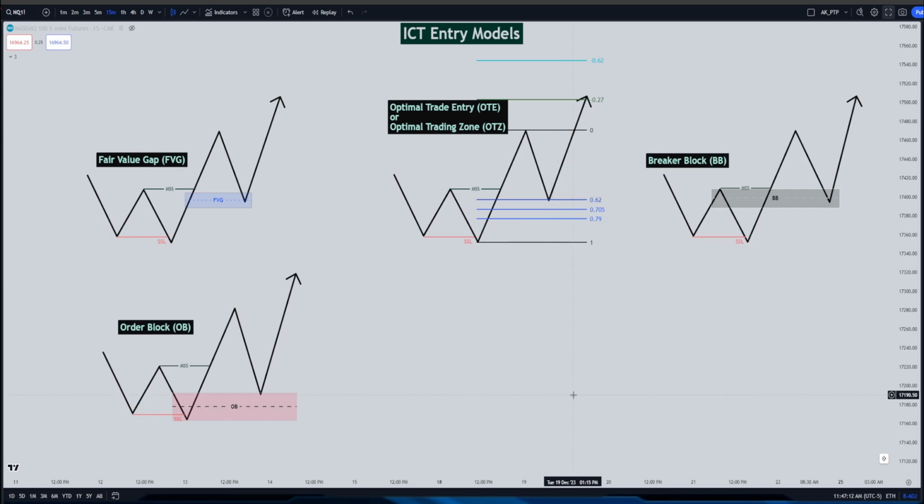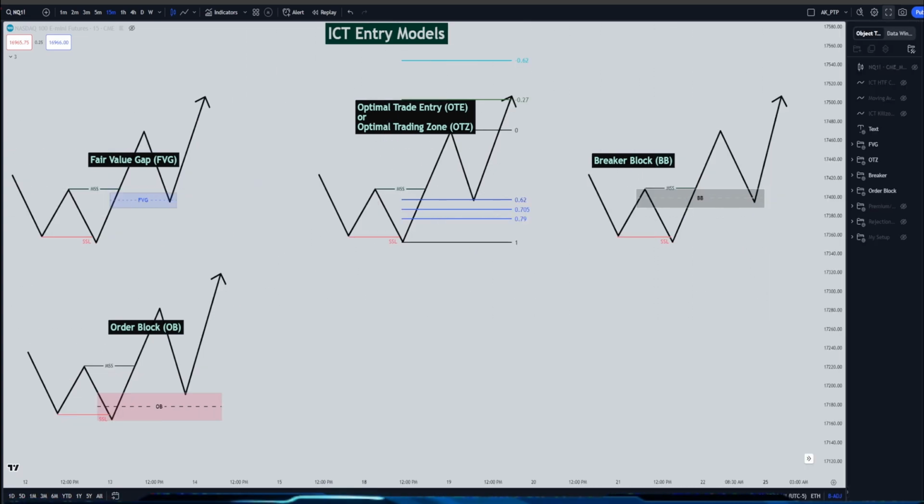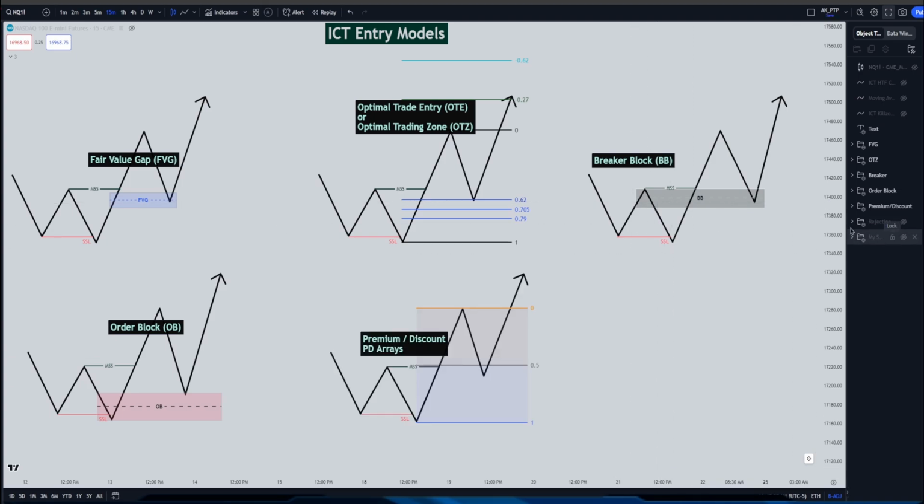As I'm saying, there are a lot of other things that you can utilize, but I'm focusing on the major things, the main things that ICT also uses, or that I saw throughout his trade executions. Mostly he uses fair value gaps, breaker blocks or order blocks up to this point, but yes, he uses a lot of other things as well.